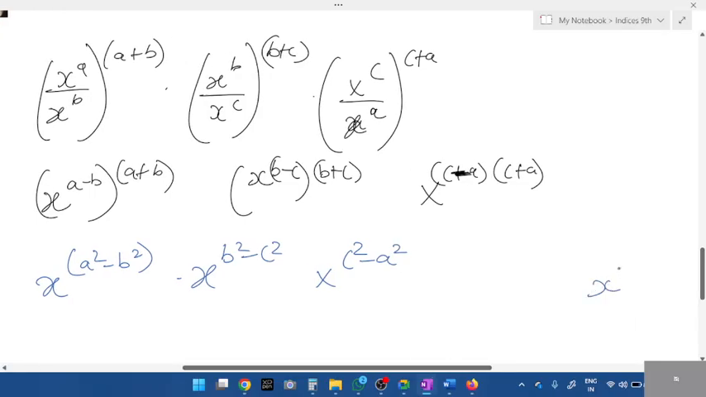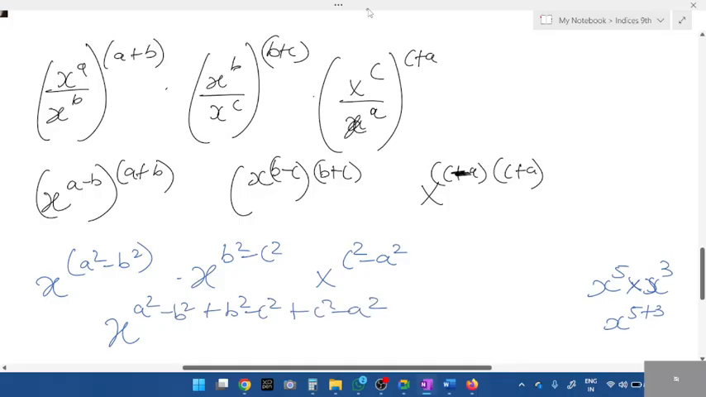Okay, how do you solve this question? x to the power of 5 into x to the power of 3. When the base is same, what do you do? Add or subtract? 5 plus 3. In the same way, when the base is same, what do you do with the power a square minus b square? Add or subtract? Plus b square minus c square plus c square minus a square. Tell me which one gets cancelled.